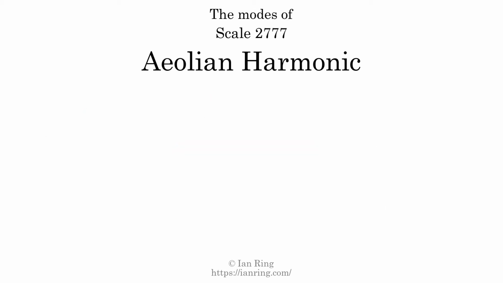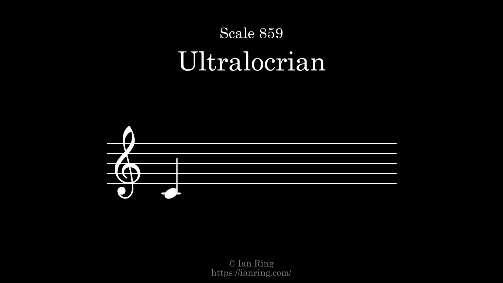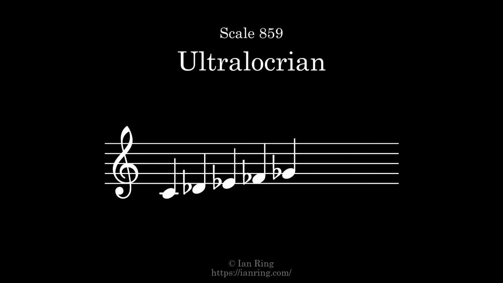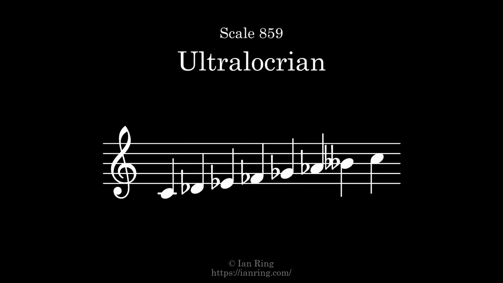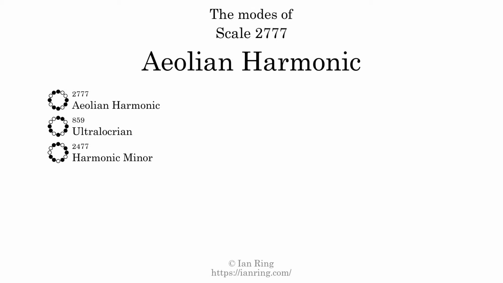This scale has 7 modes. The first mode is itself. The second mode is scale 859, also known as ultra-Locrian. It sounds like this. The third mode is scale 2477, also known as harmonic minor. It sounds like this.